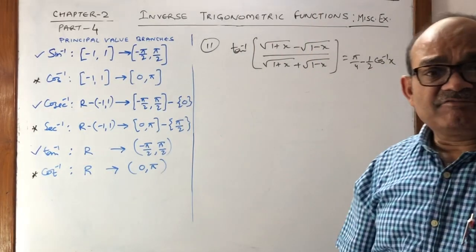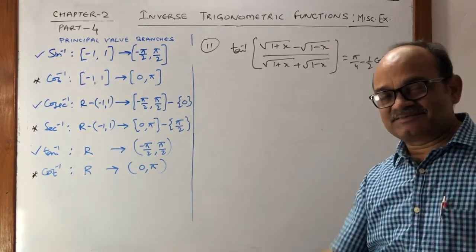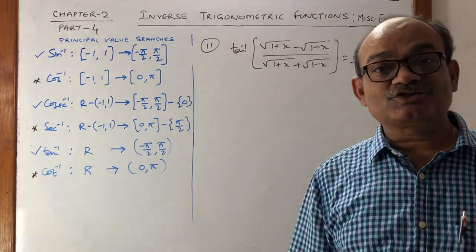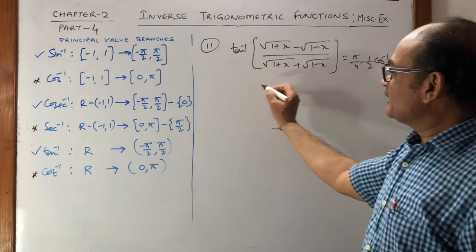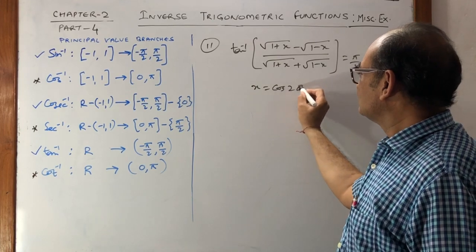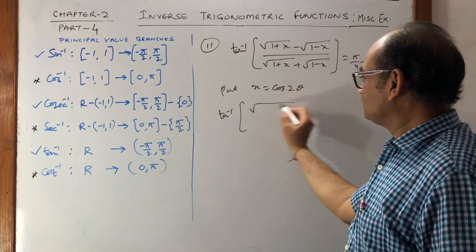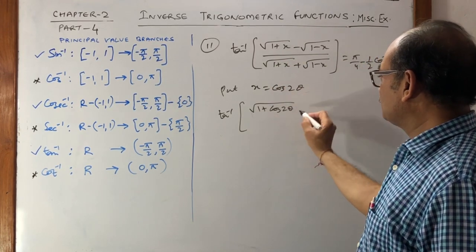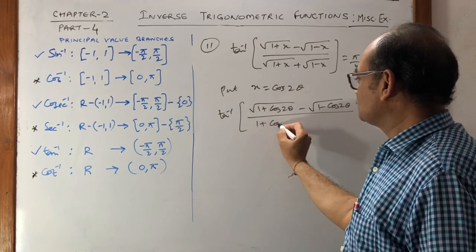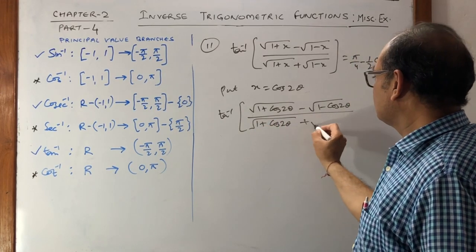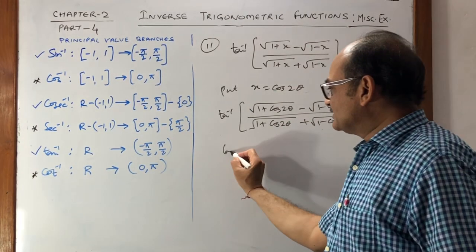Again the hint is from class 11th trigonometry. You have a formula for 1 plus something and 1 minus something: 1 plus cos 2 theta and 1 minus cos 2 theta, a direct formula. So here, if we put x equals cos 2 theta, see what will be the change? We get root 1 plus cos 2 theta and root 1 minus cos 2 theta, with tan inverse as it is.